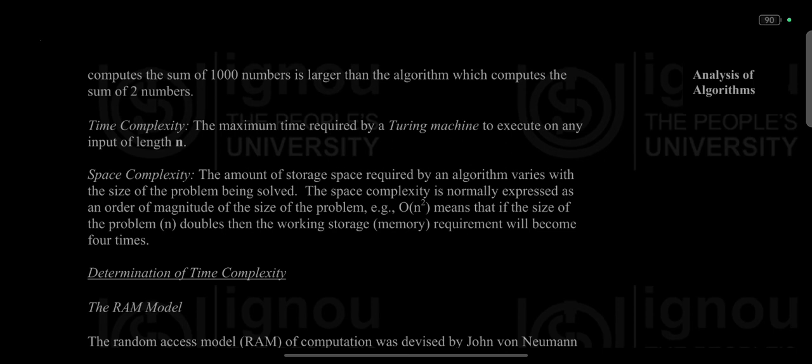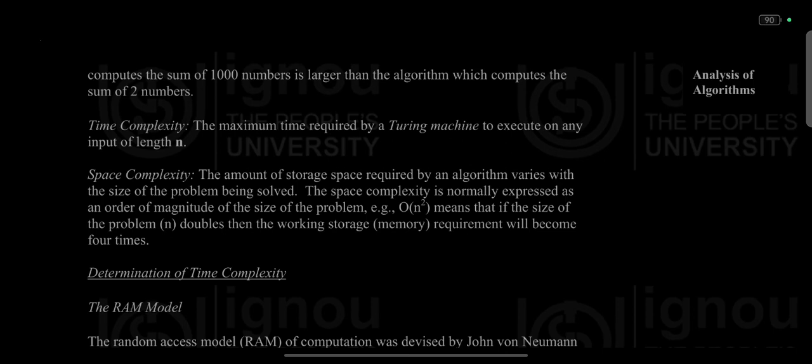Time complexity: the maximum time required by a Turing machine to execute on any input of length n. Space complexity: the amount of storage space required by an algorithm varies with the size of the problem being solved.